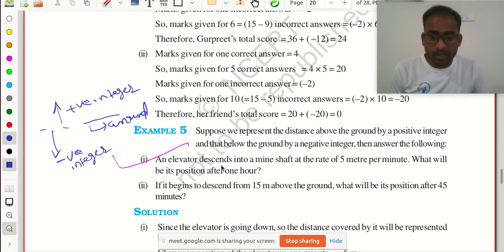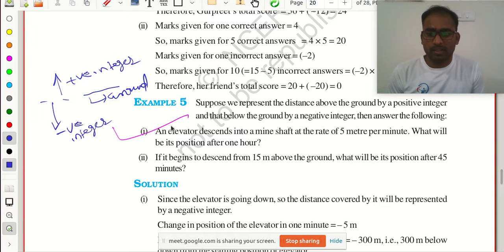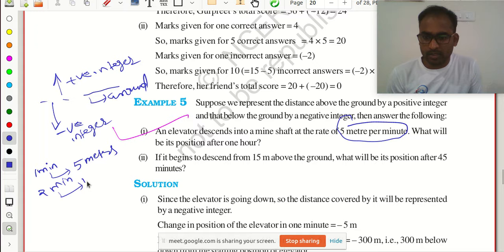Then: an elevator descends into a mine shaft at the rate of 5 meters per minute. What will be its position after 1 hour? Understood this question? An elevator descends into a mine, which means it is going inside the earth. And what is the rate? 5 meters per minute. For 1 minute, it goes 5 meters. For 2 minutes, 10 meters.